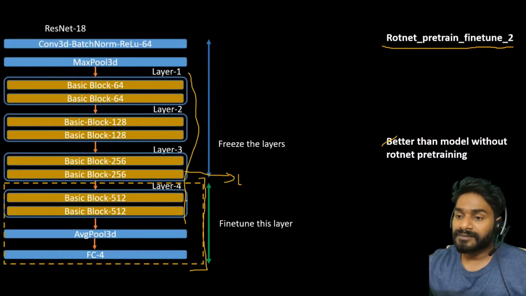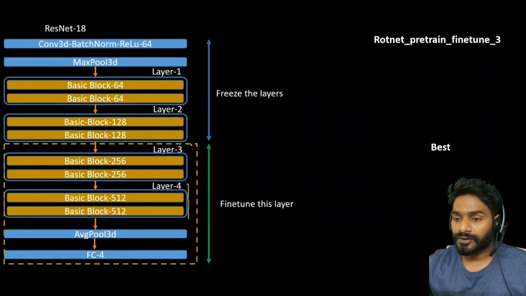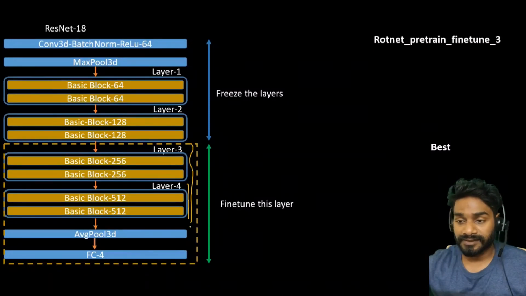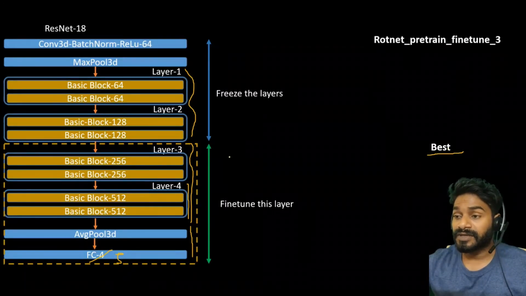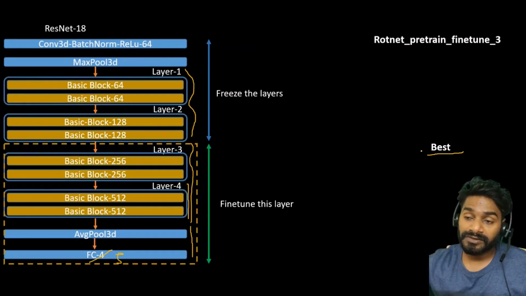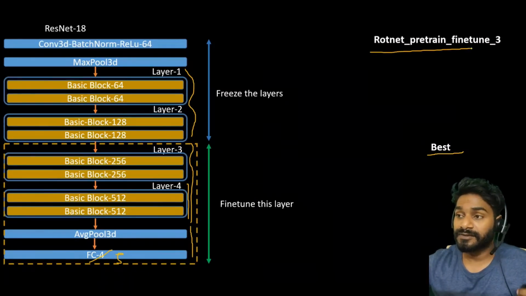Then I moved one layer above, and instead of fine-tuning just 2 conv blocks, I fine-tuned 4 conv blocks and a fully connected layer. This will be 5. And here I use these 2 blocks as the feature extractor. Here I found that this was the best performing model. The results were much better than the model without RotNet pre-training. This experiment was called RotNet pre-train fine-tune 3.